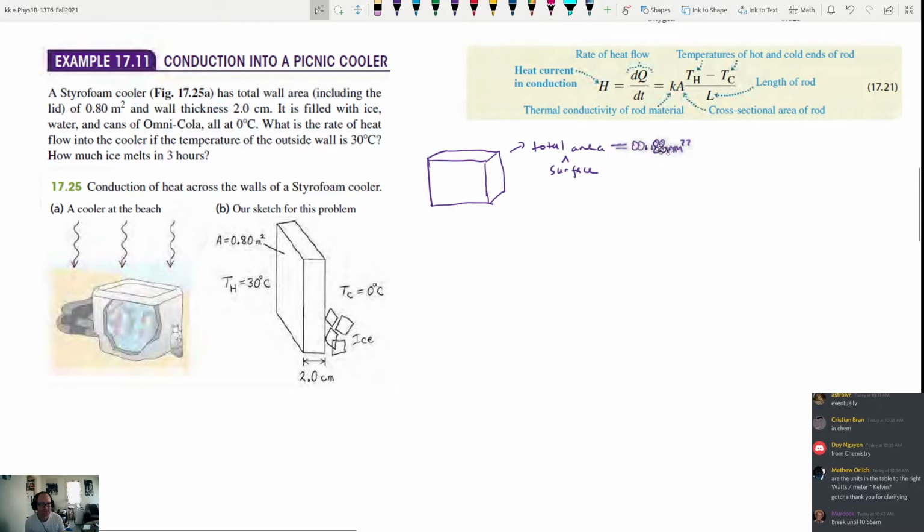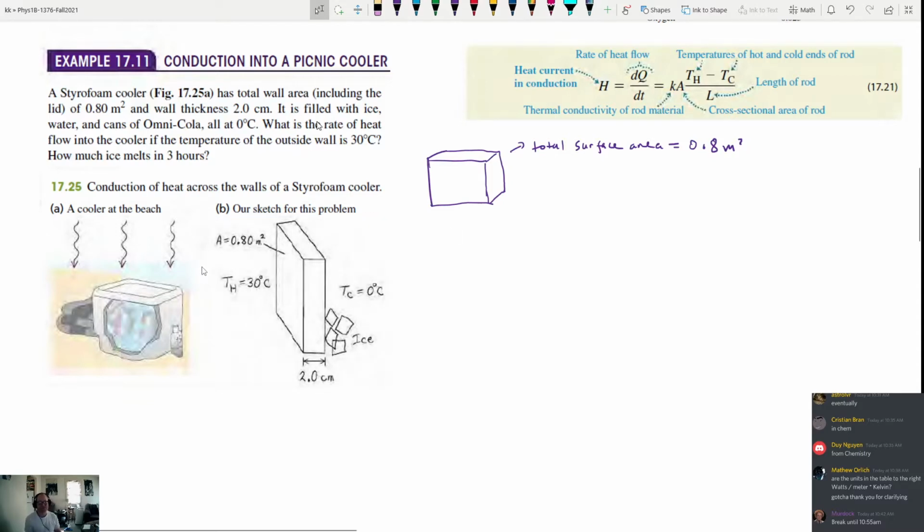But we're going to act as if that's only one side, just for the simplicity of using this equation. That's why they've reduced the whole thing down to this picture here, where you have the temperature on the outside. This is the outside air, and this is the side where the cooler is. The cooler's got the ice and the cola in it, at 0 degrees Celsius. The air side has a temperature of 30 degrees Celsius, which is in the high 80s or 90s Fahrenheit, I think. And we've got the area.